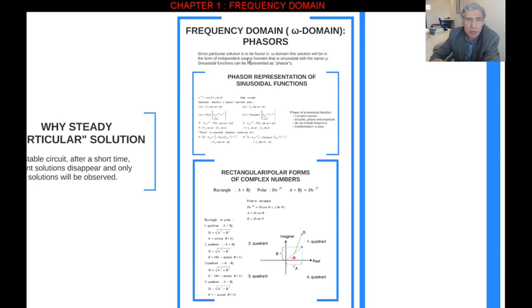Since the particular solution is to be found in the omega domain, this solution will be in the form of the source function, that is sinusoidal, with the same angular frequency. Sinusoidal functions can be represented as phasors. Let's see what a phasor is.